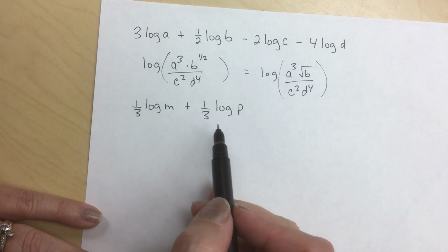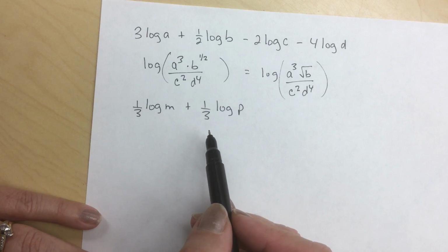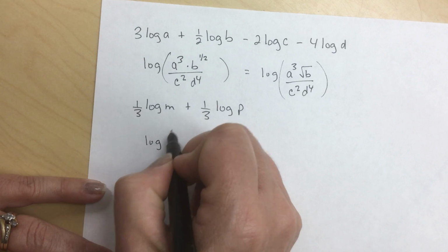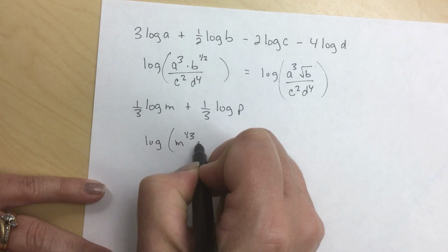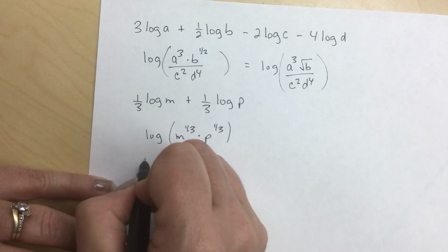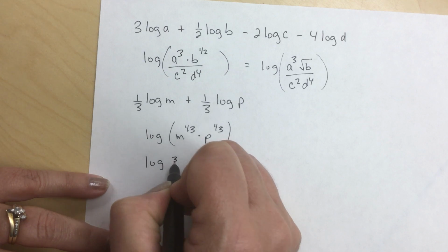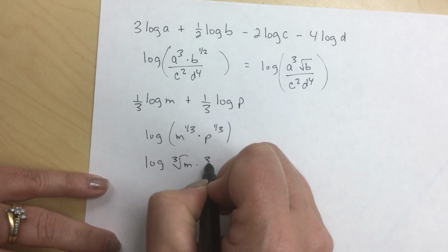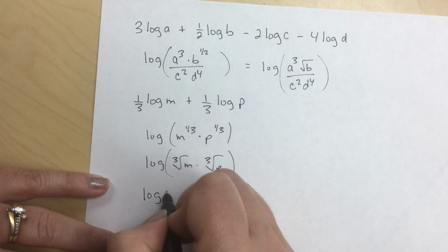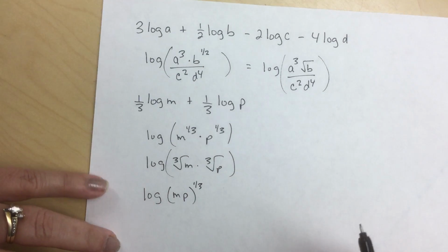You might have the same exponent on 2 different logarithms. So you could put this together. This would be the log of m to the 1/3 times p to the 1/3. So you could also write that as the cube root of m times the cube root of p. You could also write that as mp all to the 1/3 power.